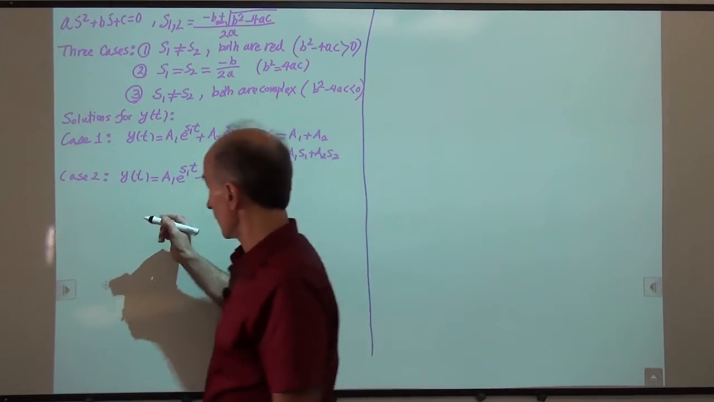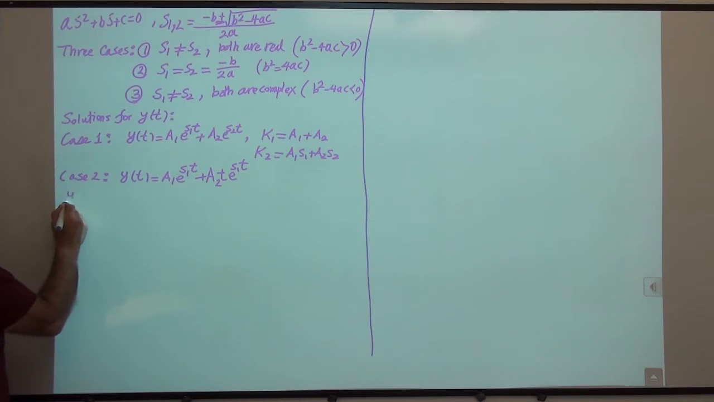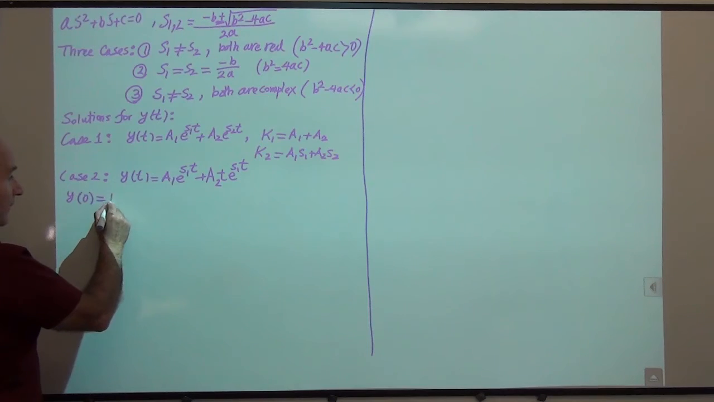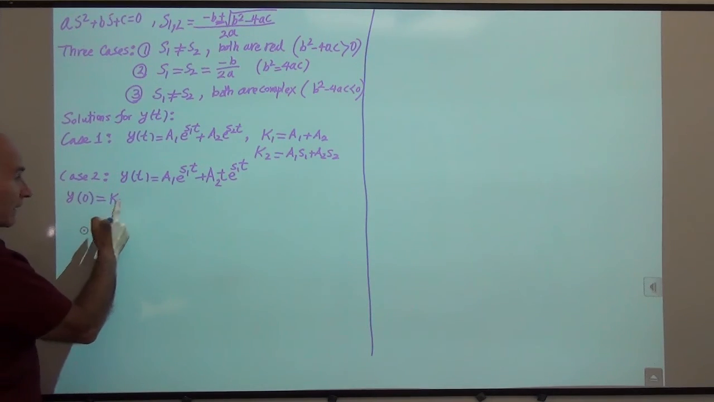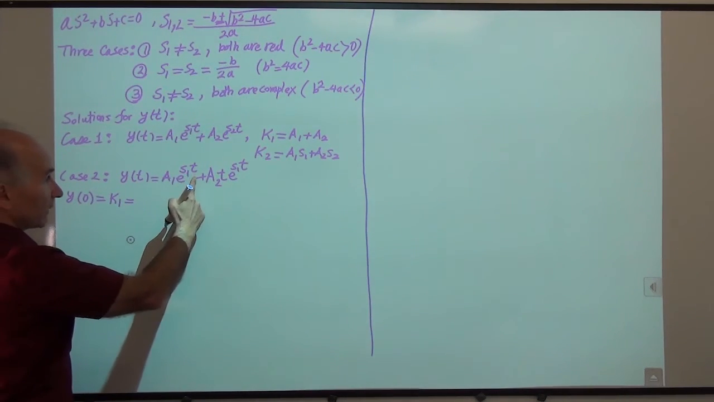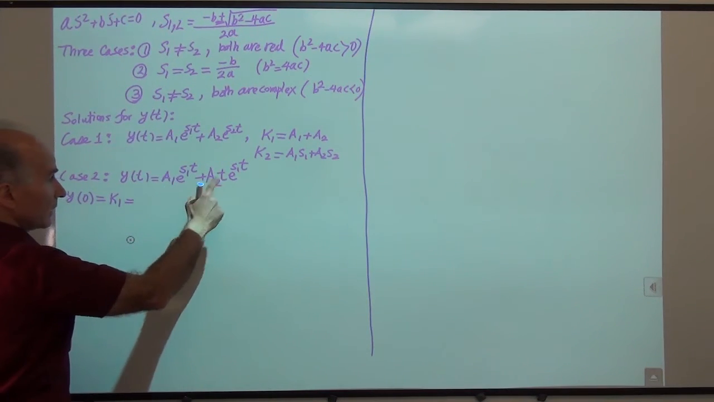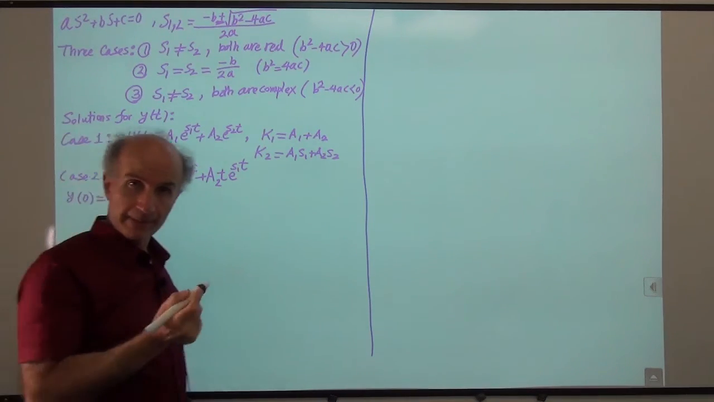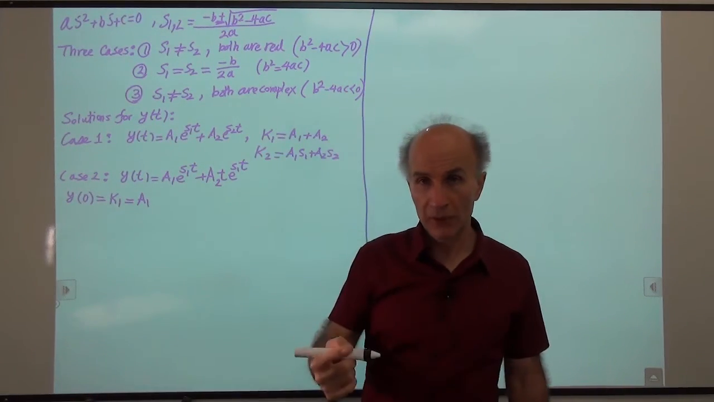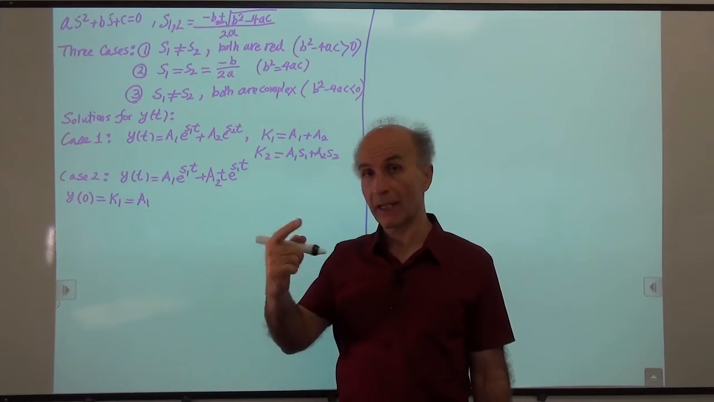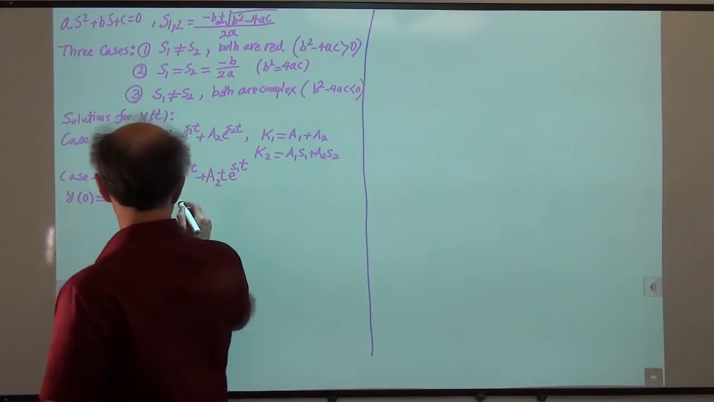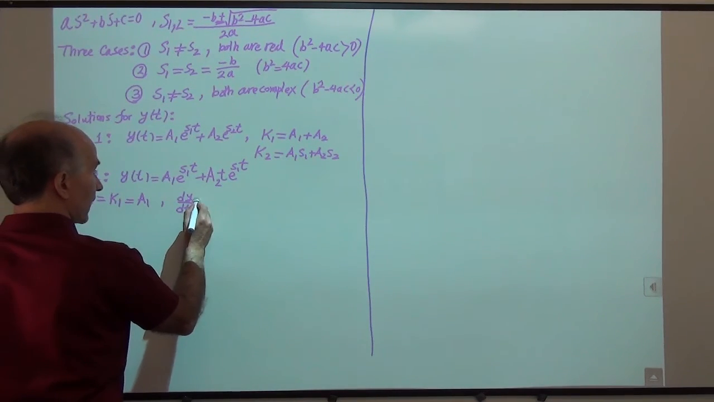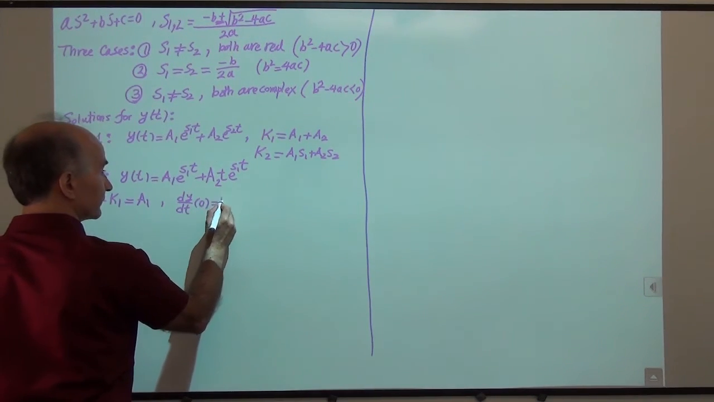Same story as before. So we say y of 0 is equal to how much? K1, right? That was our assumption, the initial condition given to us. And that has to be equal to, at time 0, this is 1, this is 0. So that's just A1. Okay, so that's easy. And then one more initial condition, the derivative of y at time 0, which is given to us. So dy over dt at time 0 is K2.